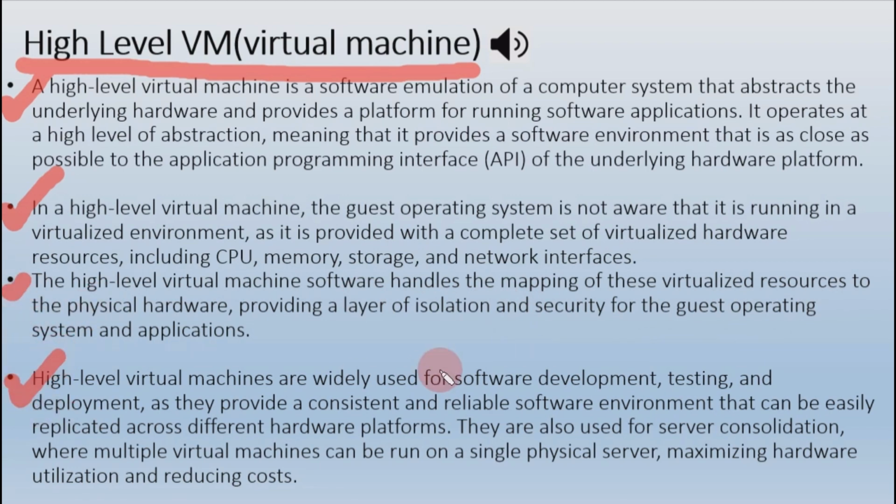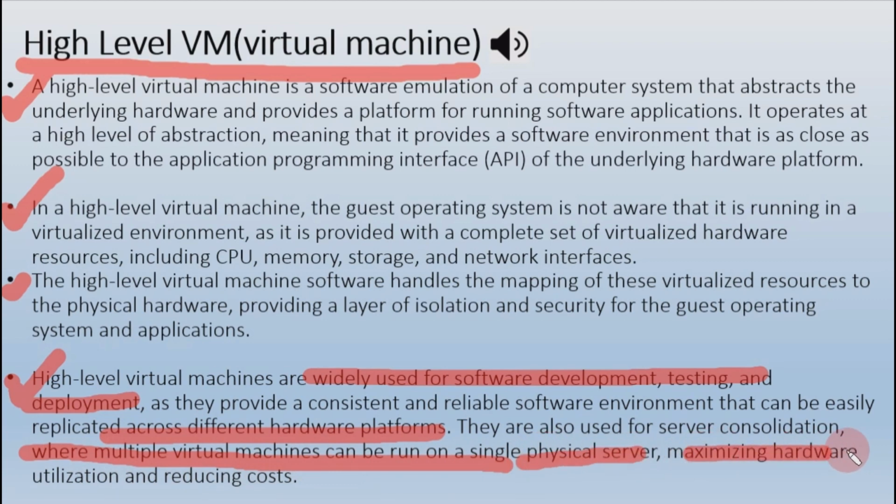High-level virtual machines are widely used for software development, testing, and deployment, as they provide a consistent and reliable software environment that can be easily replicated across different hardware platforms. They are also used for server consolidation, where multiple virtual machines can be run on a single physical server, maximizing hardware utilization and reducing costs.